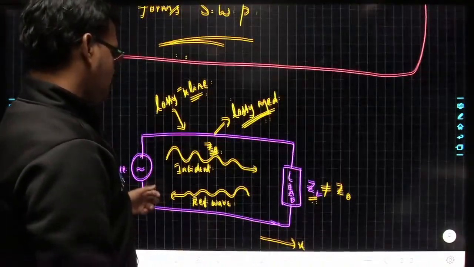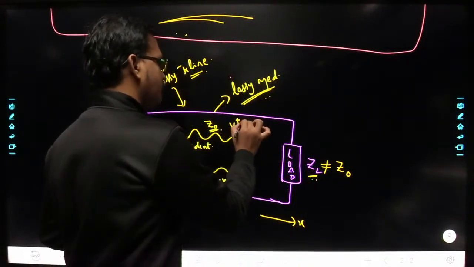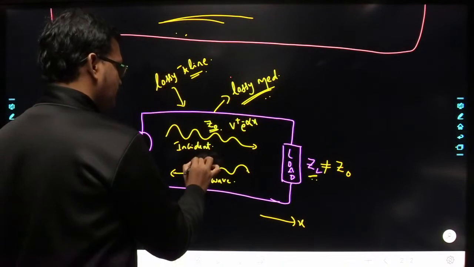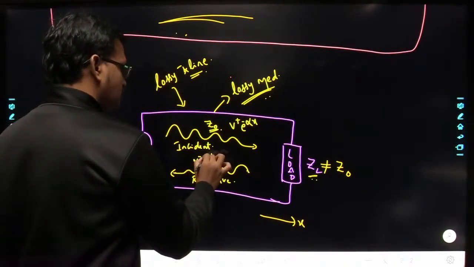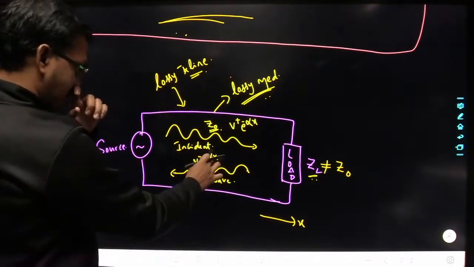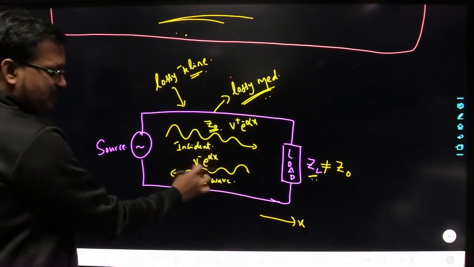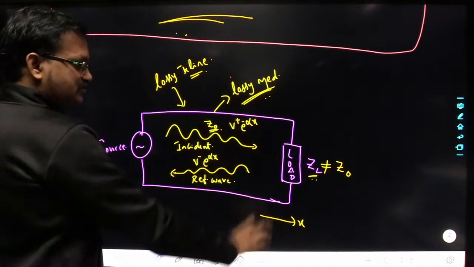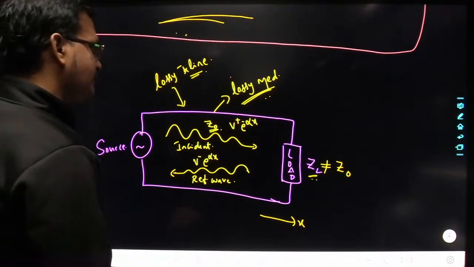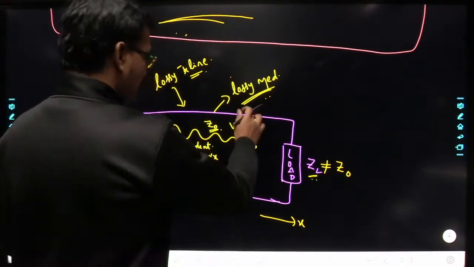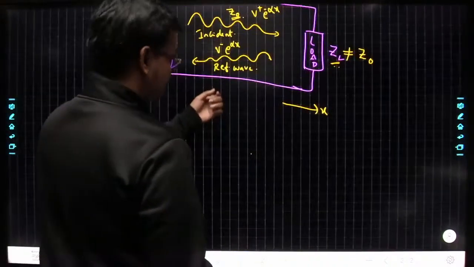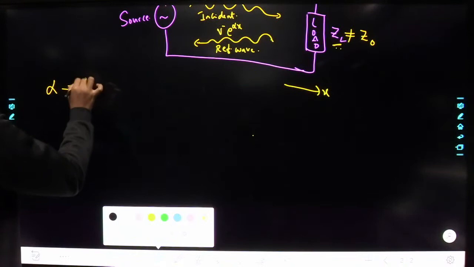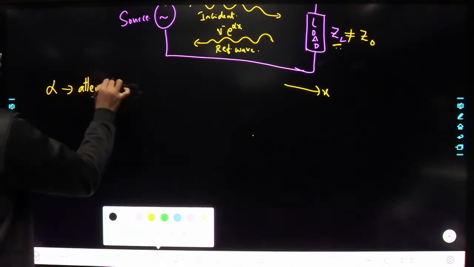So here the amplitude of the forward wave is decaying as V plus e power minus alpha x. Here the amplitude of the reflected wave is decaying as what? V minus into e power alpha x. Here x is negative, so that means it is exponentially decaying. Understood? Here alpha is positive as well as x is positive. This alpha we call the attenuation constant.